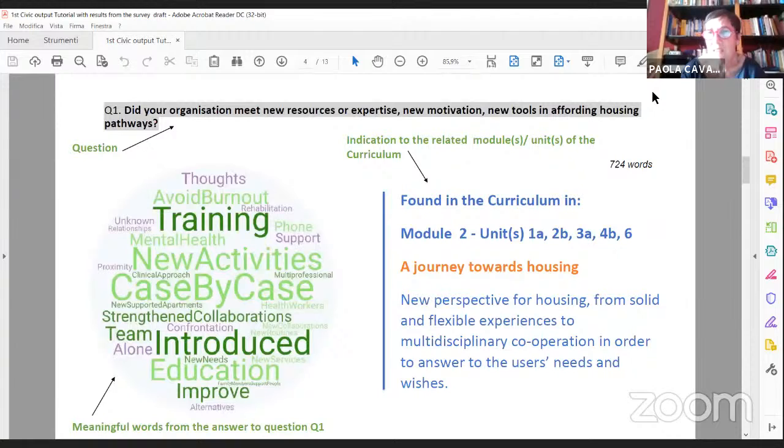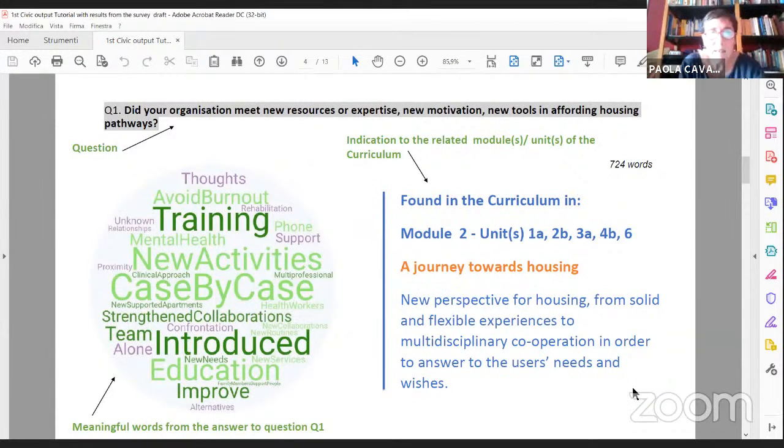Okay, this is the first slide. I'd like to explain it very well because the other 8 are quite similar. On the top, you see the question: did your organization meet new resources or expertise, new motivation, new tools in affording housing pathways? This was the first question you have answered.